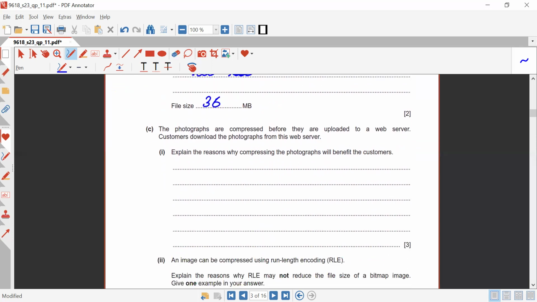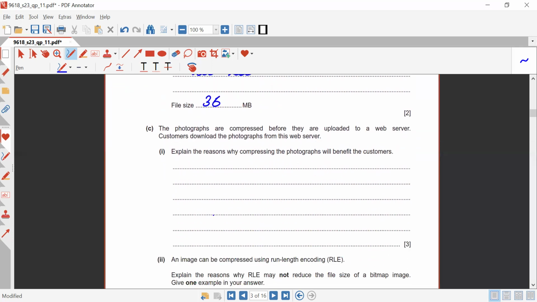Coming towards part C, what does it say? It says the photographs are compressed before they are uploaded to a web server. Customers download the photographs from this web server. Explain the reason why compressing the photograph will benefit the customer. Okay, now they are saying that the photographs are compressed before the upload to a website. Once you are going to download, just assume that you are a customer. So what will be the benefit of compressing this to you, that means to the customer? So it's for 3 marks. So that means 3 points. You need to write it down.